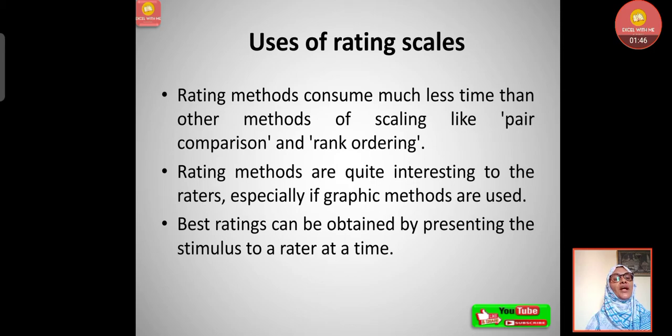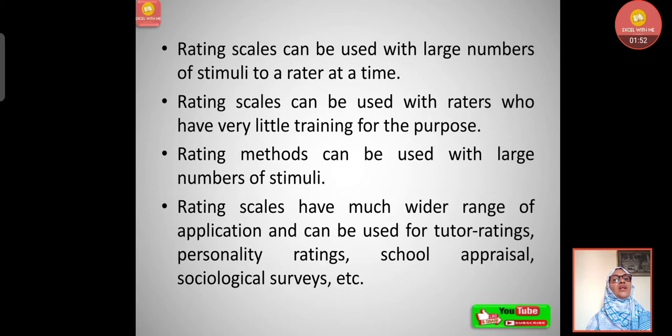Best ratings can be obtained by presenting the stimulus to a rater at a time. Rating scales can be used with large numbers of stimuli to a rater at a time. That means they tend to do that. It will be very interesting, this rating scale. The rater tends to get stimulation to do the things. Rating scales can be used with raters who have very little training for the purpose. Who have very little training can also do this rating scale. Rating methods can be used with large numbers of stimuli, already explained.